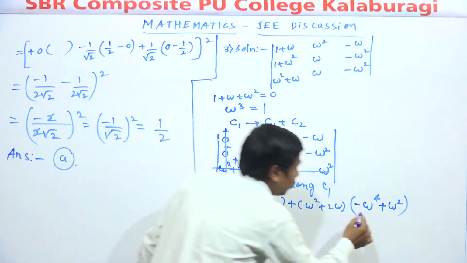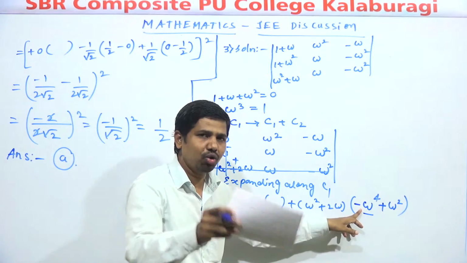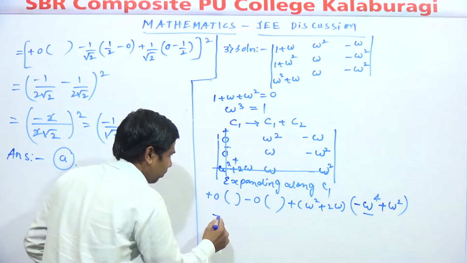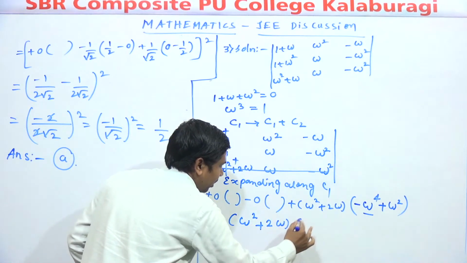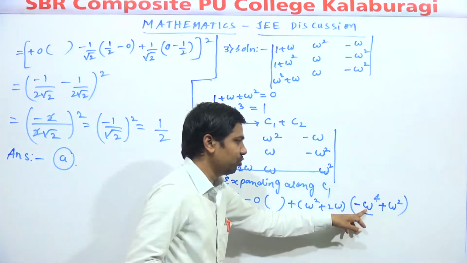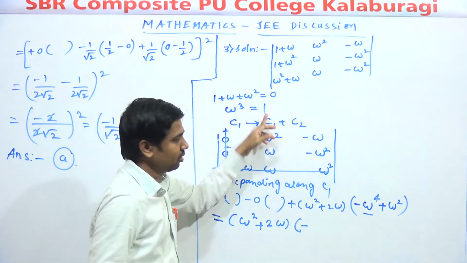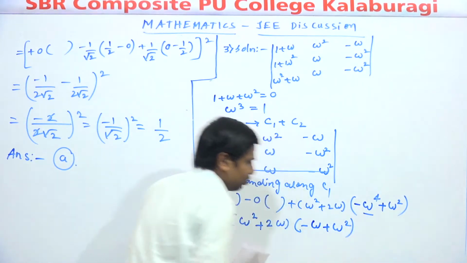And omega cube, what is omega cube equal to? 1. So omega raised to 4, I can write as omega cube into omega. What is omega cube value? 1. So first term keeping as this, omega square plus 2 omega into minus omega raised to 4, I'll write as omega cube into omega. What is omega cube? 1. So 1 into omega is omega, minus omega plus omega square.